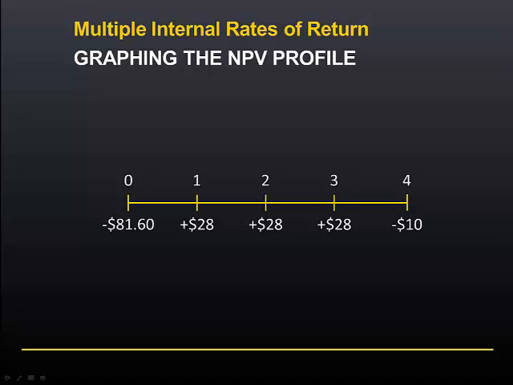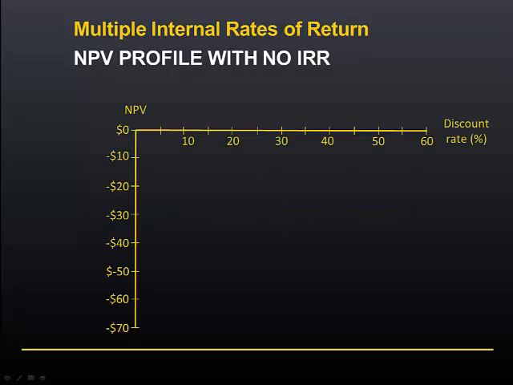If we graph the NPV profile for these cash flows, we get a line that does not cross the horizontal axis. There are no internal rates of return for this project.